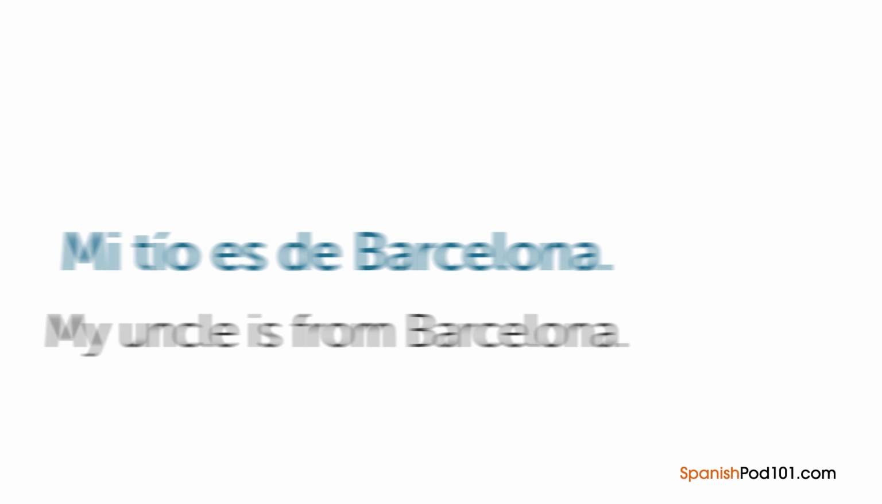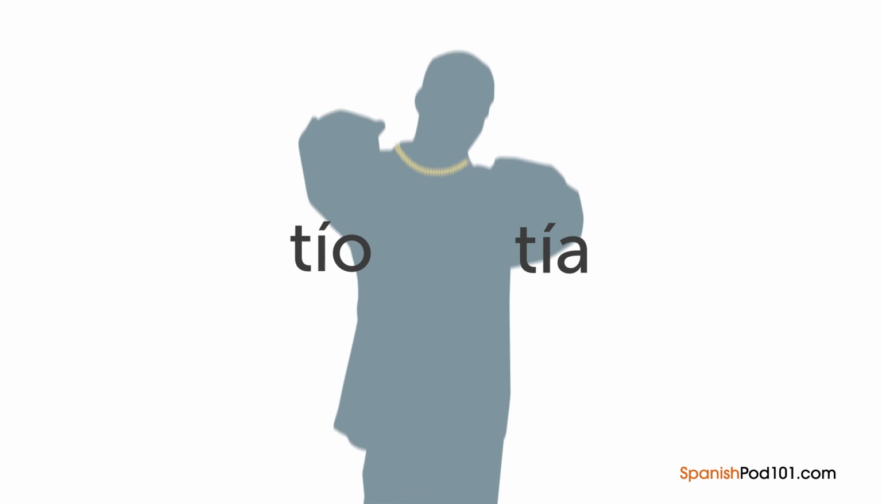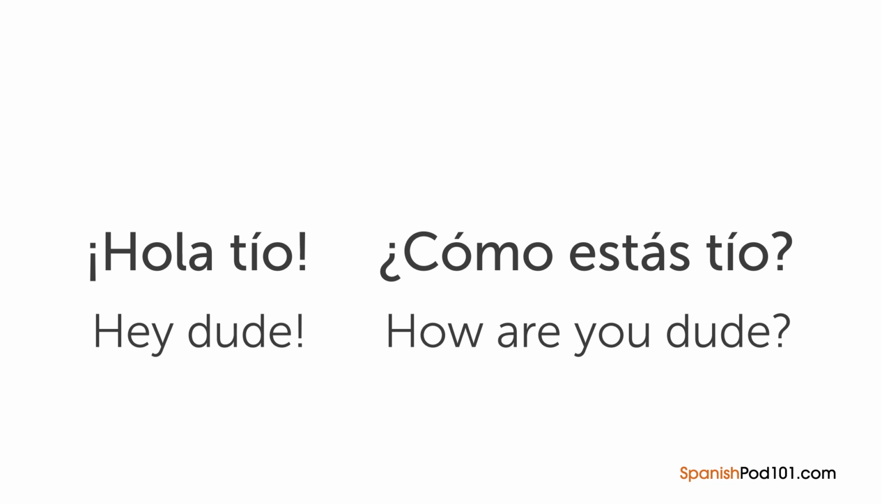For example, mi tío es de Barcelona, meaning my uncle is from Barcelona. However, this lesson is going to talk about how tío and tía are used in slang. Let's look at some examples. If you greet someone, you can say hola tío, meaning hey dude, or ¿cómo estás tío? Literally, how are you dude?